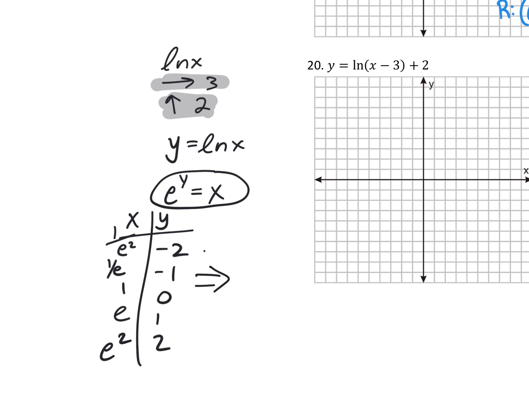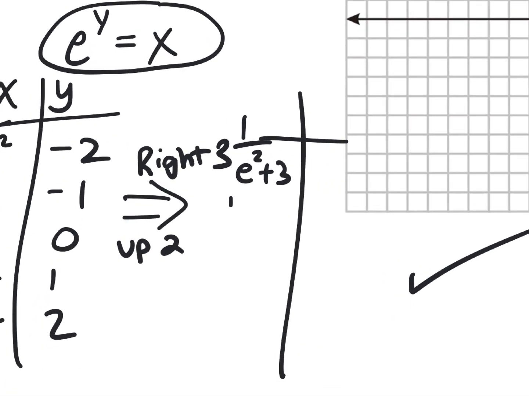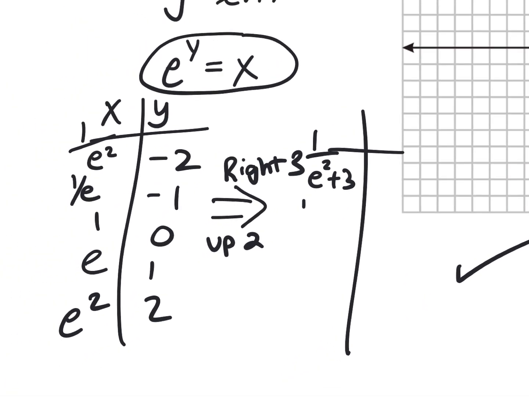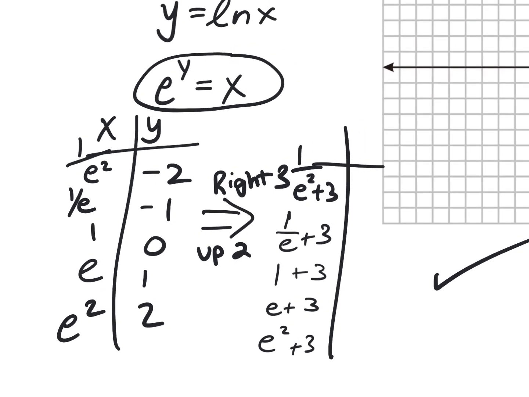This function still needs to go right 3, and it needs to go up 2. So for our new and improved function that we're going to graph here, we're going to add 3 to our x. So e squared plus 3, and 1 over e squared plus 3. Sorry, I'm getting a little crowded in here. Let me zoom in a little bit. So our next entries are 1 over e plus 3, 1 plus 3, e plus 3, and e squared plus 3. Those are going to be the x values that we actually plot.